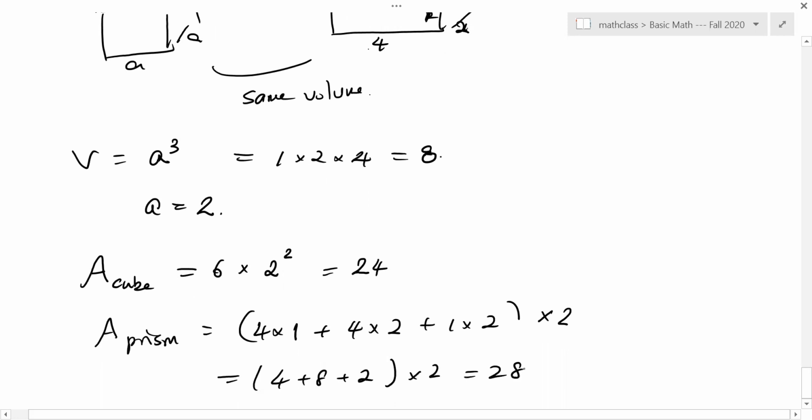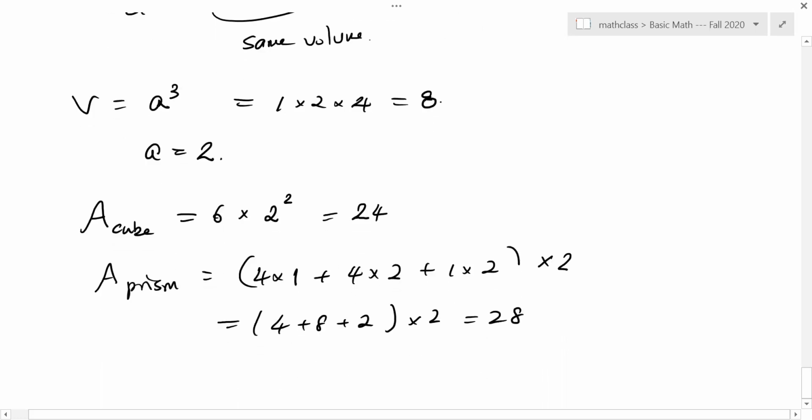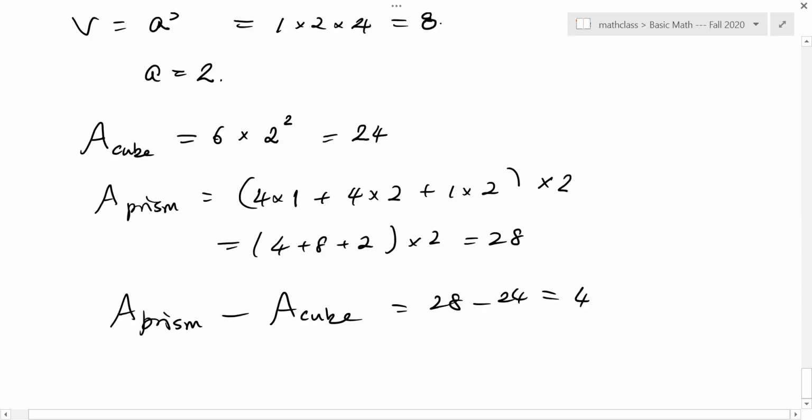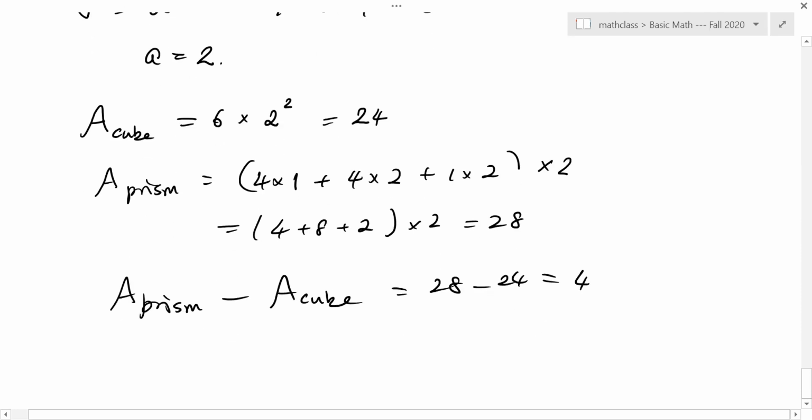14, so it's 28. So 28 is larger than 24. Right, so the difference is going to be 4. So the area of the prism minus the area of the cube is going to be 28 minus 24, which is 4. So what's the fixed volume? I think the cube has the least possible surface area. Do you agree?